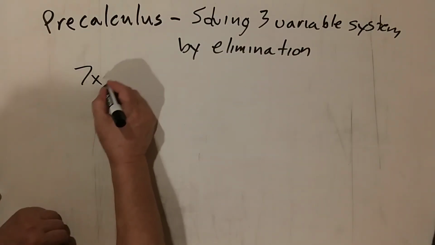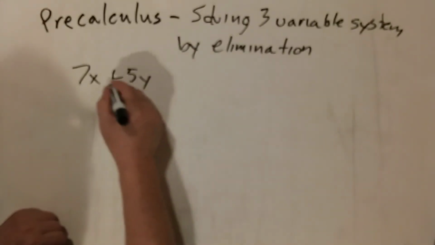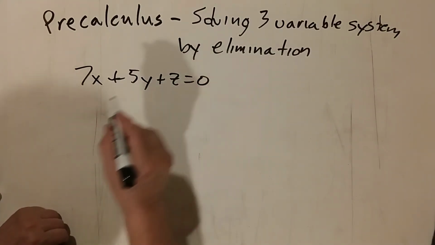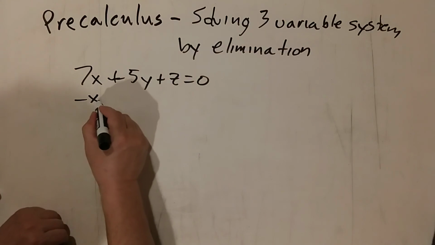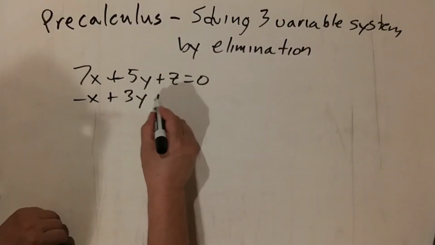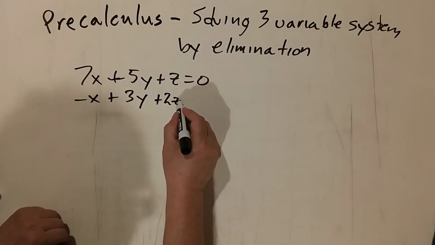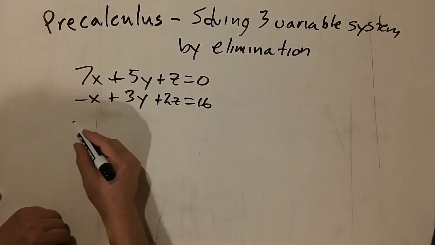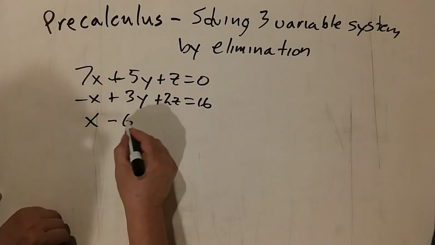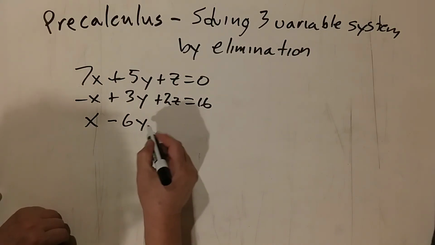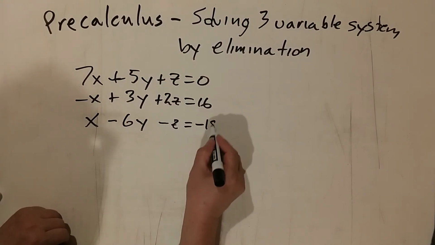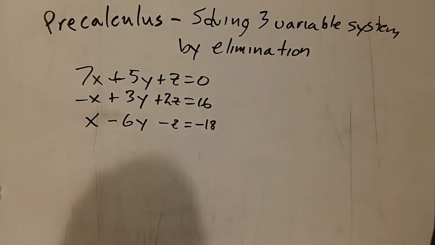Let's take a look at this one. 7x plus 5y plus z equals 0. Negative x plus 3y plus 2z equals 16. x minus 6y minus z equals negative 18. So there's our system of equations.